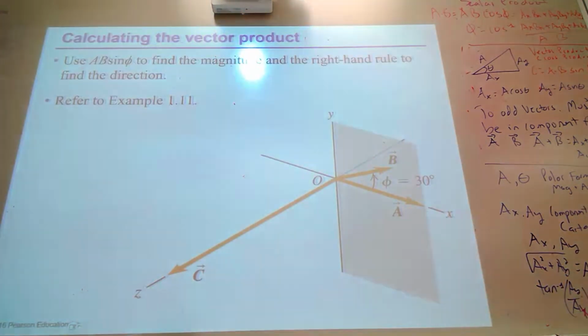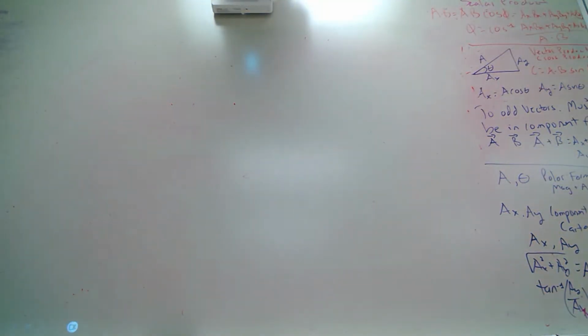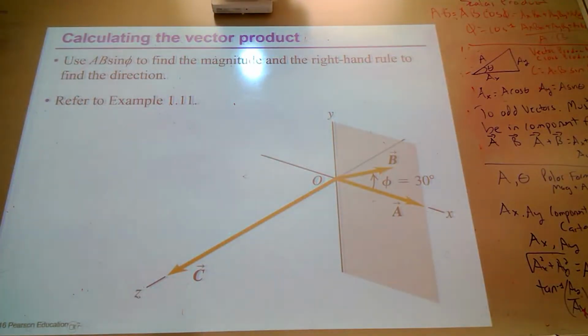Okay, now they didn't complete the PowerPoint. So if we want to use this equation, AB sine theta, you could get the magnitude of A, if you're given it in component form, the magnitude of B, and then use your arc cosine formula and the dot product to figure out what phi is. But that sure takes a long time. So we have another equation in component form.